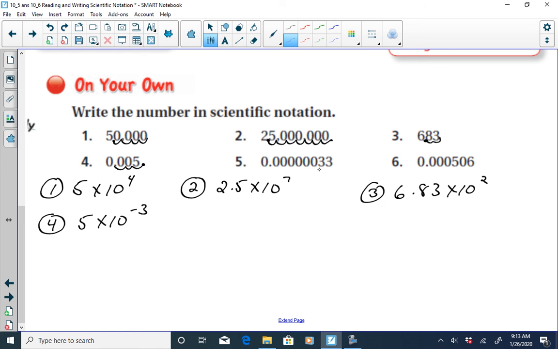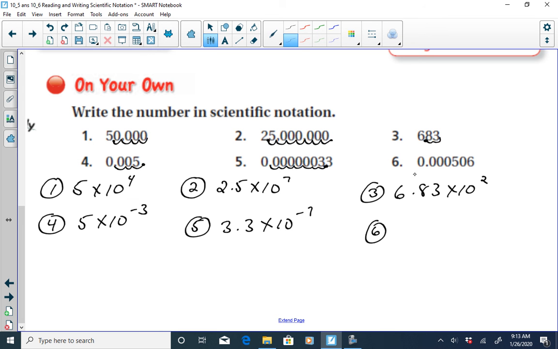For problem 5, where do we have to locate the decimal point so that we have a number greater than or equal to 1 but less than 10? It's got to be located between the 3's. How many places do we have to move that decimal point to locate it there? 1, 2, 3, 4, 5, 6, 7 places. So for problem 5 in scientific notation, that's 3.3 times 10 to the negative 7 power.